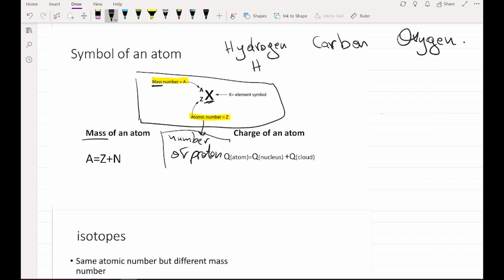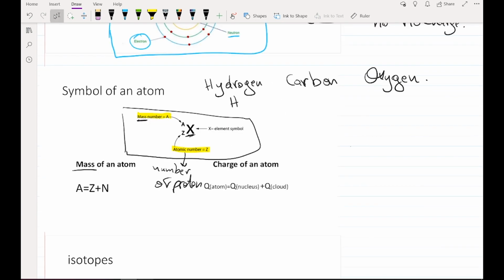هولي للحفظ. For example, الهيدروجين عندها Z equal ل 1 and A equal ل 1. Symbol of carbon C عندها Z6, A12. Oxygen عندها Z8, A16. So هيك نحن بنكون عطينا a symbol for each element.